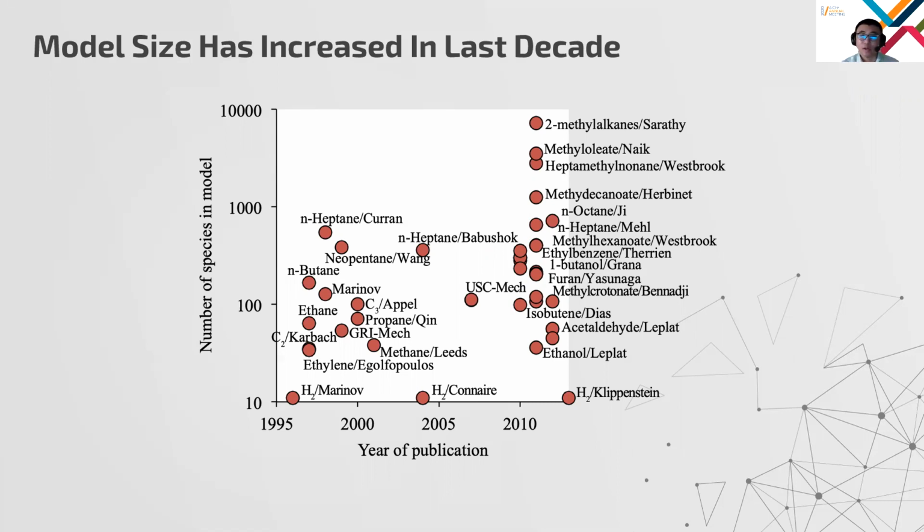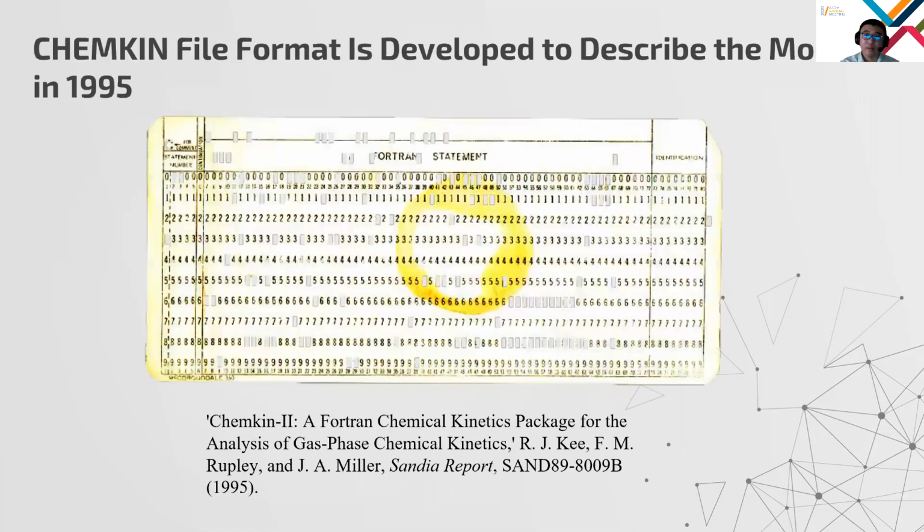We can see from the figure that the number of species in the model increased from 1,000 to 10,000 since 2010. The data of a detailed kinetic model is usually written in CHEMKIN file format, which was developed in 1995 in the Fortran language. And back in 1995, all data was written on punch cards.